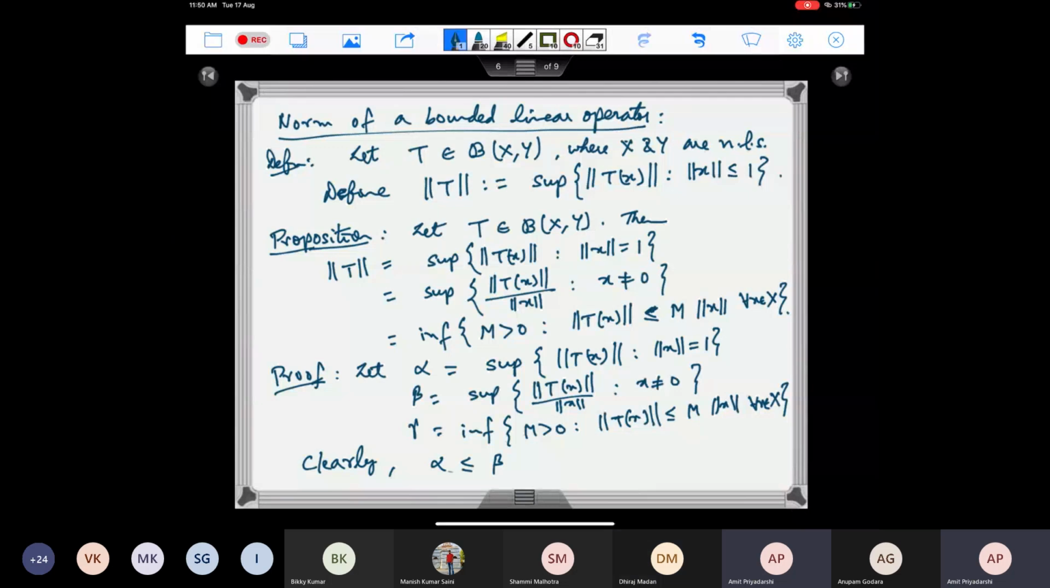In fact, for any infinite dimensional space, we will show that the closed unit ball is non-compact. So this supremum need not be attained. Maybe I'll give some examples also where you will see that this supremum is not attained. So you can have norm T equal to 1, but for no x in the unit ball will you get norm Tx equal to 1. It can happen. But on finite dimensional spaces, you can write this as maximum also.